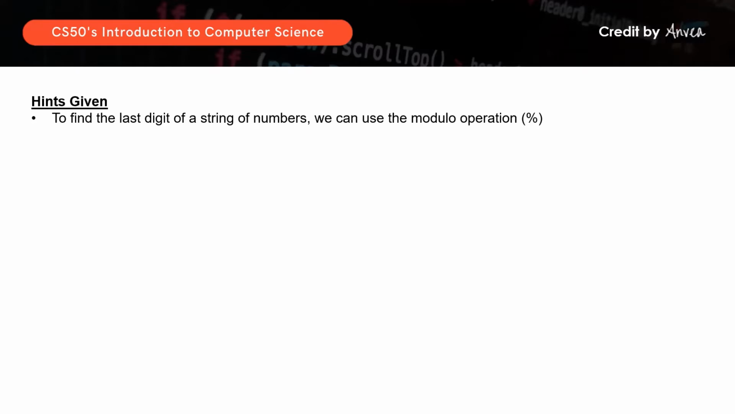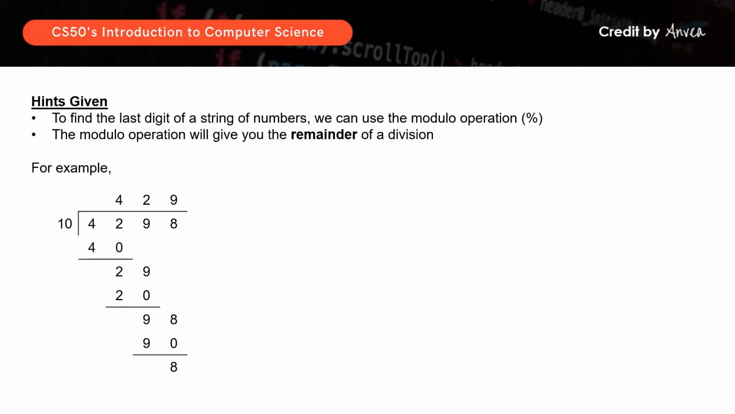So let's first start by understanding how the modulo operation can help us to find the last digit of a string of numbers. The modulo operation will give you the remainder of a division. For example, if we take 4298 divided by 10, you can see that the quotient is 429 and the remainder is 8. This is because the last digit is in the ones place and it cannot be divided by 10. So what this means is that 4298 modulo 10 will be 8, which is the remainder of the division. Right? So you can see that 4298 modulo 10 equals 8, which is the last digit of this string of numbers that we have.